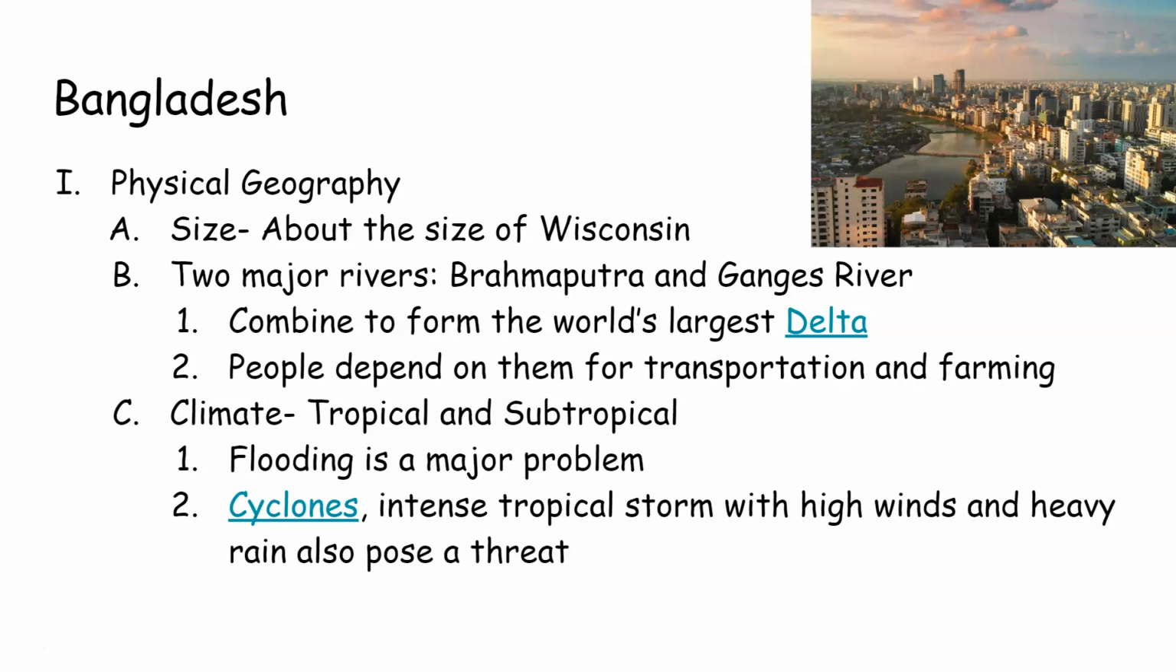They also deal with cyclones, and these are quite intense tropical storms, typically with high winds and a lot of heavy rain that typically will pose a threat, especially to infrastructure and homes and other buildings in Bangladesh. And so they can be quite intense. And again, they have similar characteristics to, say, a typhoon or a hurricane, but you're going to find them in a different part of the world.